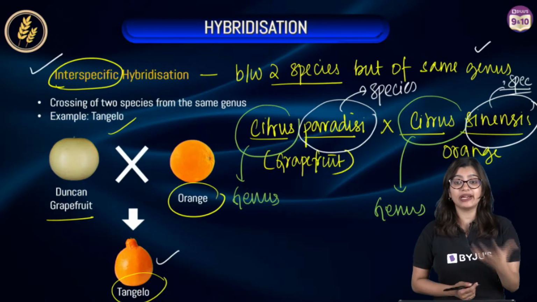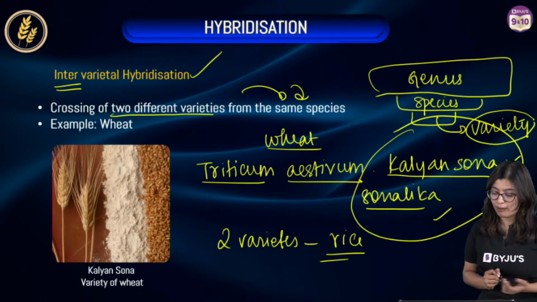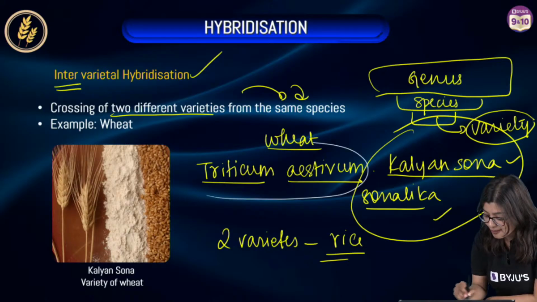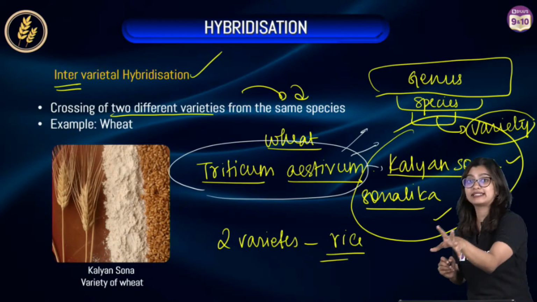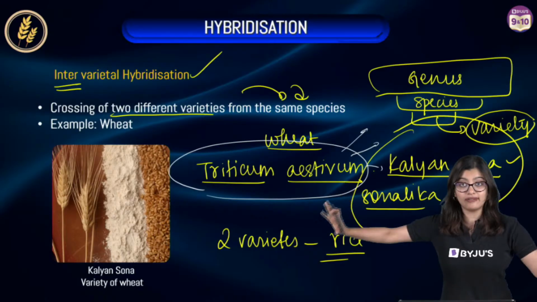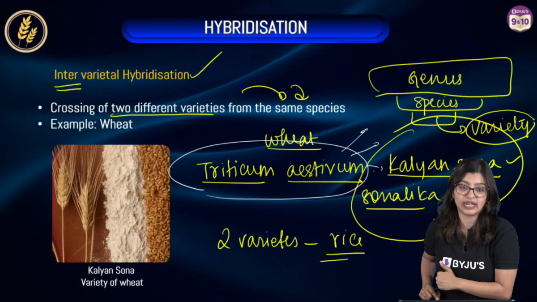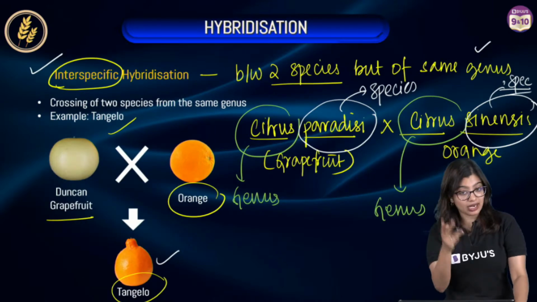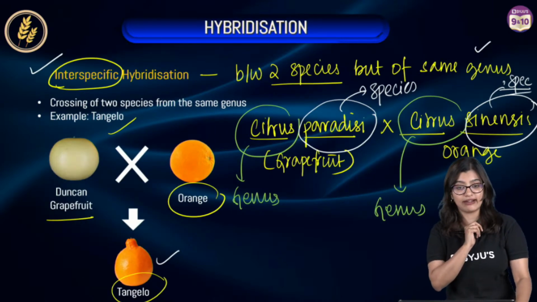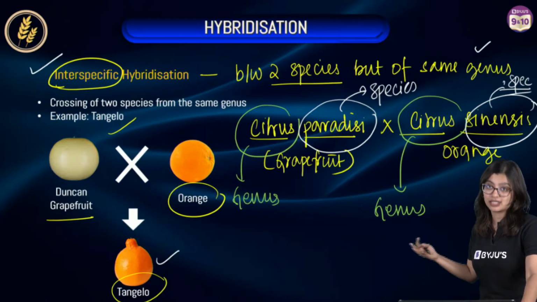Now, what is the difference between intervarietal and interspecific? In intervarietal, if you go back, under Triticum aestivum only we saw that there were varieties. So genus and species name are the same in all varieties, but due to slight differences, they come under different varieties. Color is also a very important difference. Very good. So this is what we mean by interspecific.